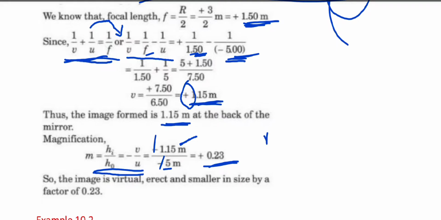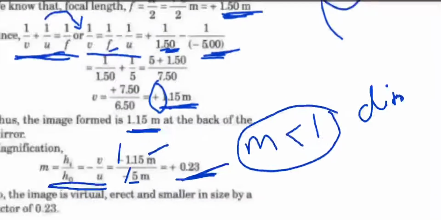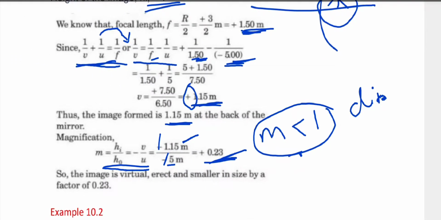So here you can see magnification is less than 1. So because it is 0.23, if magnification is less than 1, so size of the image will be diminished, right? So this is what we studied in the case of table. Table also we studied, if you place the object anywhere between infinity to the pole, we will get virtual, erect and diminished image. So the image is virtual, erect and smaller in the size by a factor of 0.23 compared to the object. Hope you have understood. We will move on to the next problem.